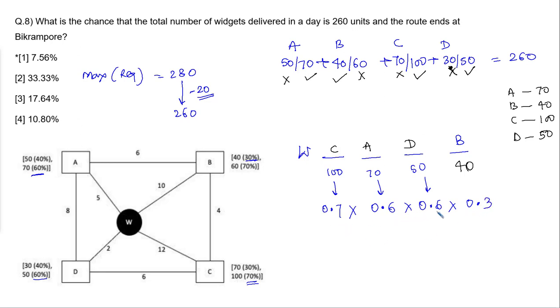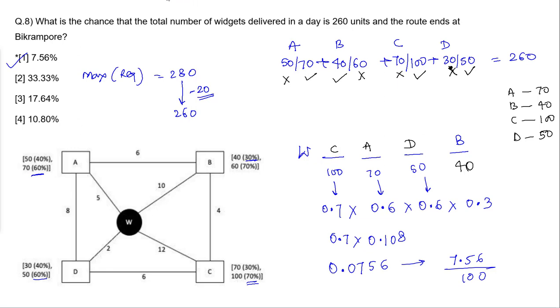6 into 6 is 36. 36 into 3 is 108. So 0.7 into 0.108. Let's multiply this. This is going to be 756. This is going to be 0.0756. That is nothing but 7.56 divided by 100. That is nothing but 7.56%. This is how we can solve this question.